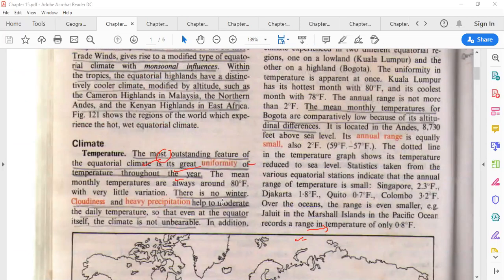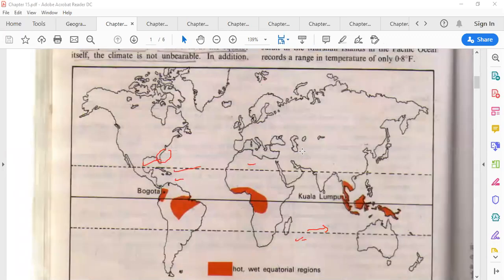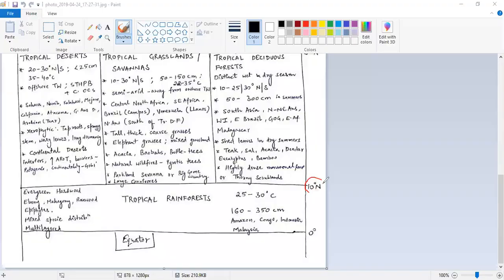So cloudiness is there, heavy precipitation is there, and there is a great uniformity of temperature. It's not like there will be summer or winter. There is a great uniformity of temperature even in areas like Singapore, Indonesia, Java, Sumatra, all these regions, right? So 0 to 10 degree north and south. I will just go through that particular picture again, but you have to keep in mind, this area we are talking about is 0 to 10 degree north as well as south.